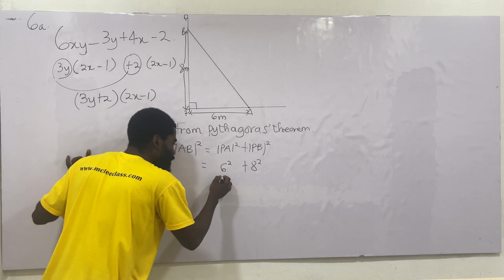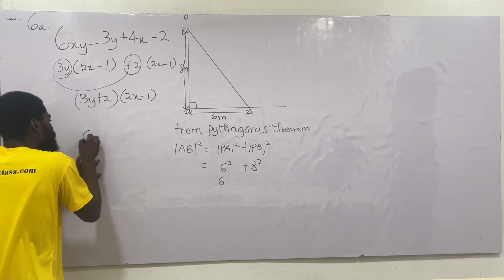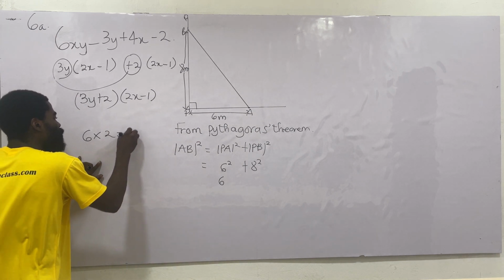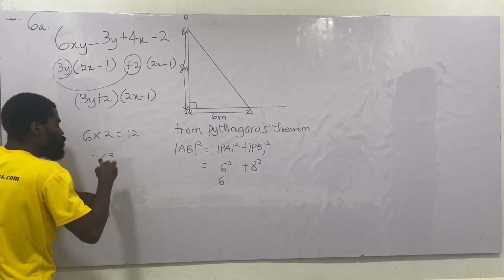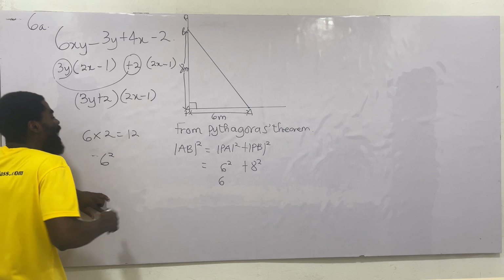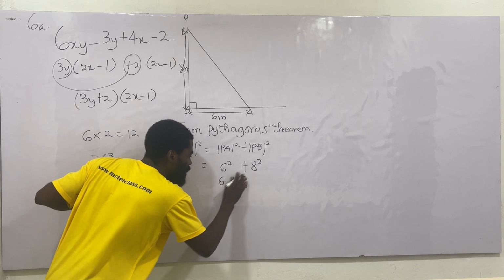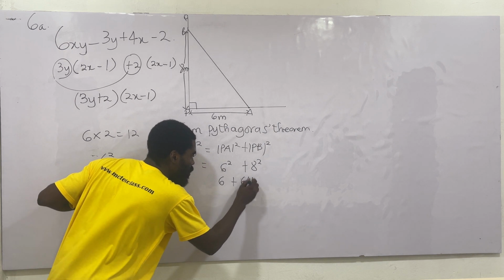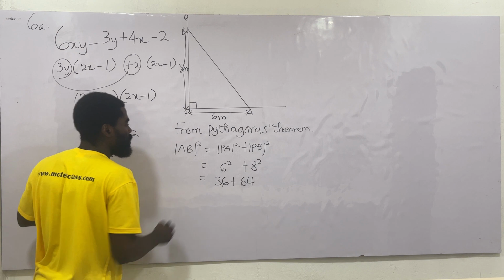What is 6 squared? That is 6 times 6, not 6 times 2. Keep this. Some of you make the mistake. You multiply this by 2 and you get 12. No. Anytime you see squared, 6 squared means we multiply 6 by itself twice. So we have this, and that gives me what? 8 squared is 64. And this gives what? 36. So this is what we have.